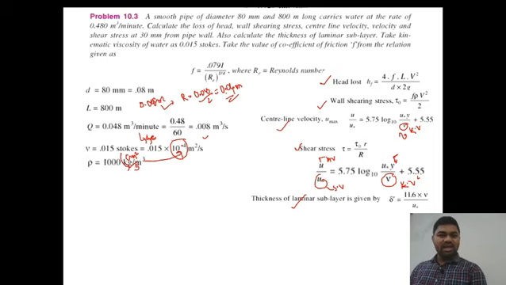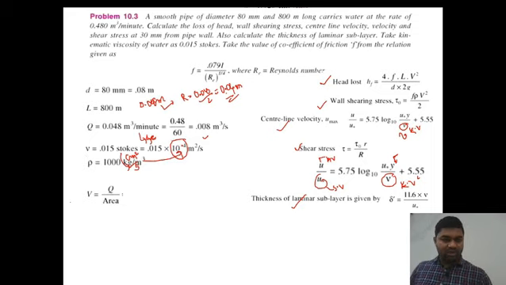The next value given is density. Density is 1000 kg per meter cube. It is the density of water. If it is not given in the problem also, we need to assume this value. The density of water, rho, is equal to 1000 kg per meter cube. So, what we need to do is substitute these values in head loss and in wall shear stress.